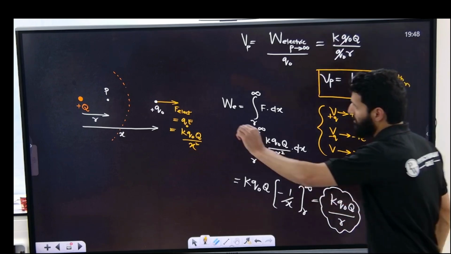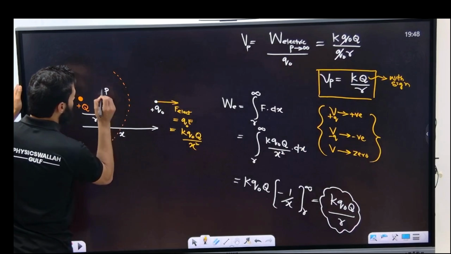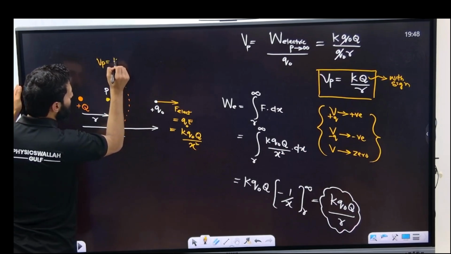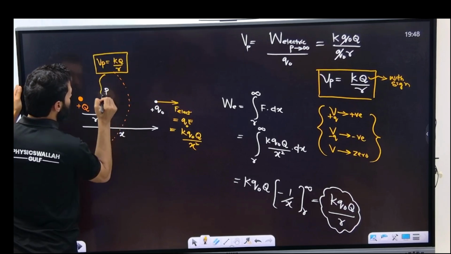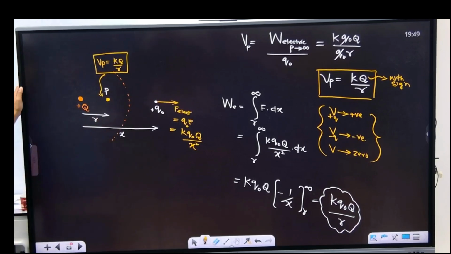Now if it was a negative charge, can anyone tell me what is the potential at point P? If it is positive, it is plus kq by r. If it is a negative charge, then it is minus kq by r. Clear? Everything clear? Understood? Yes, sir.